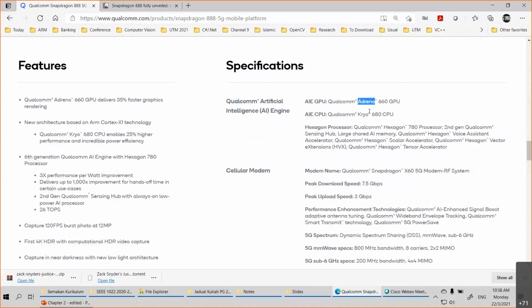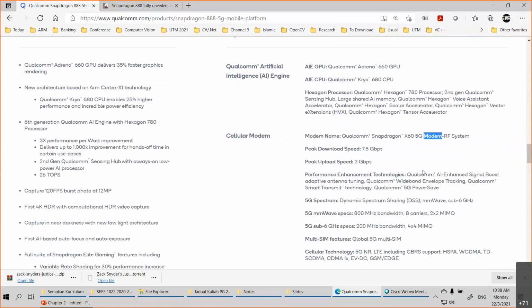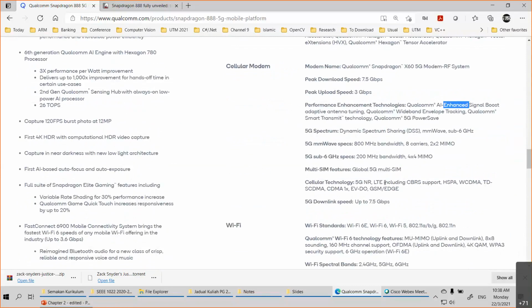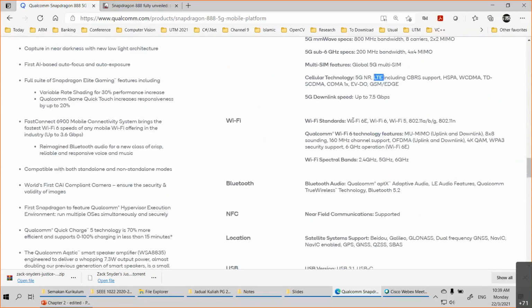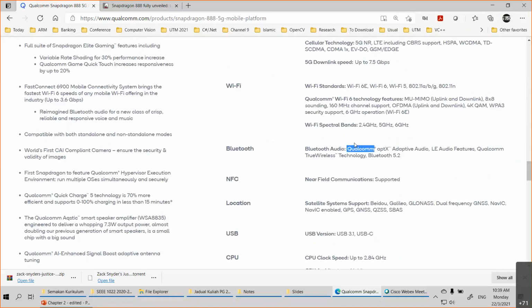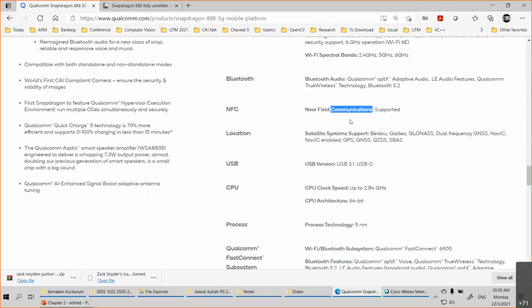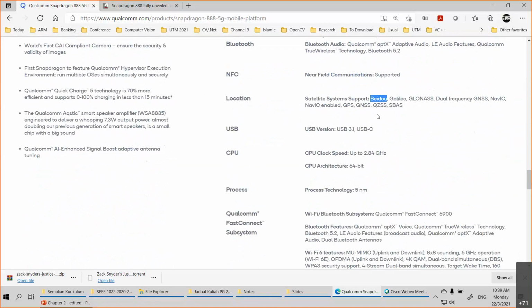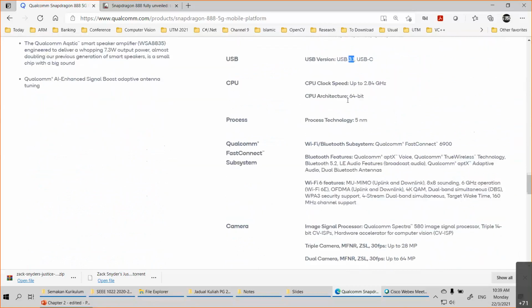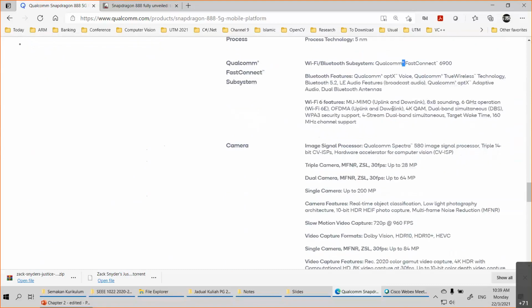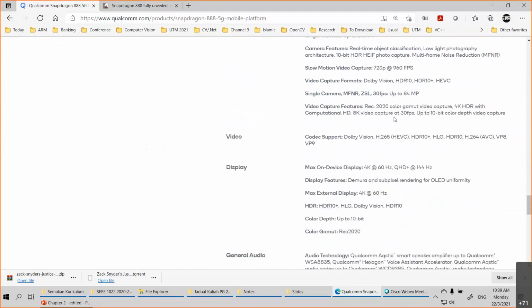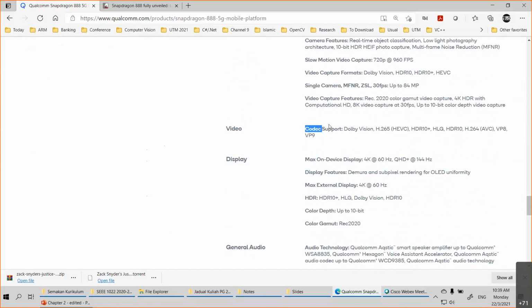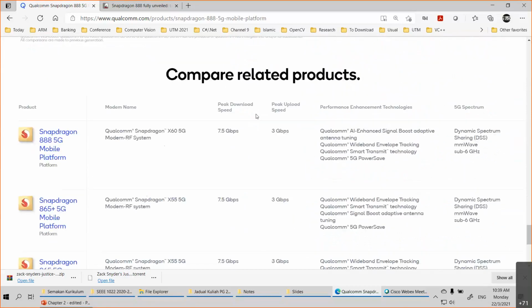You have an Adreno GPU, you have a CPU, you have a Hexagon processor, you have a voice assistant, you have a vector extension, you have a modem, you have AI enhanced signal boost. This is for the modem. And then you have LTE. This is for the 5G modem. You have a Wi-Fi chip inside. You have a Bluetooth chip inside. You have a near field communication chip inside. You have GPS inside supporting all of these things. You have a USB controller. You have fast connect. You have a Spectra image processor. You have codec support. And so many things.